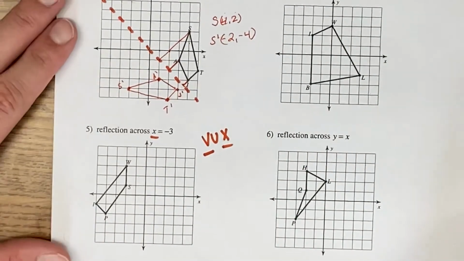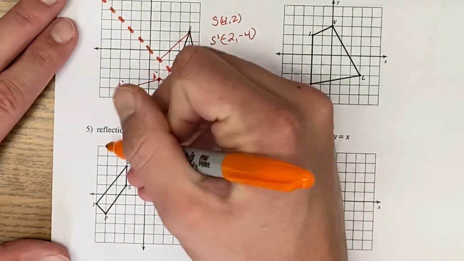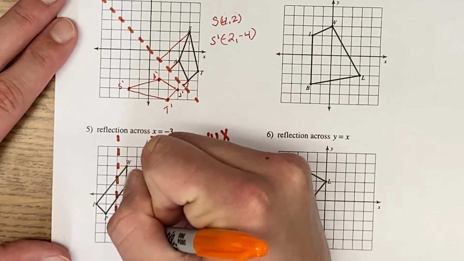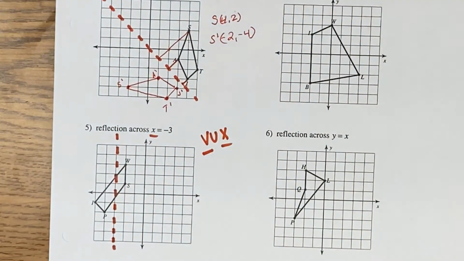So where is -3 on the x-axis? Well, -1, -2, and -3. So our line of reflection would be a vertical line of reflection right through -3. Okay, so now every point that's to the right of that line is going to be the same distance to the left, and vice versa.